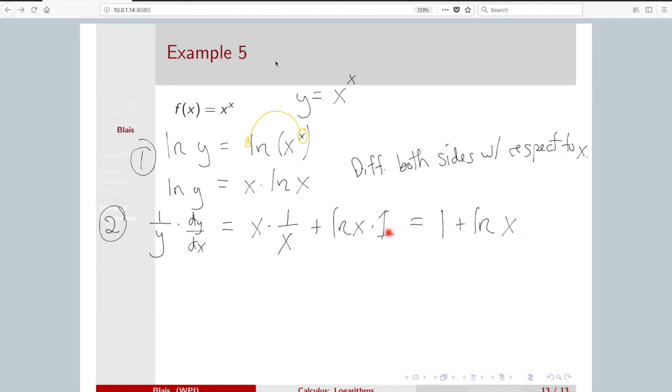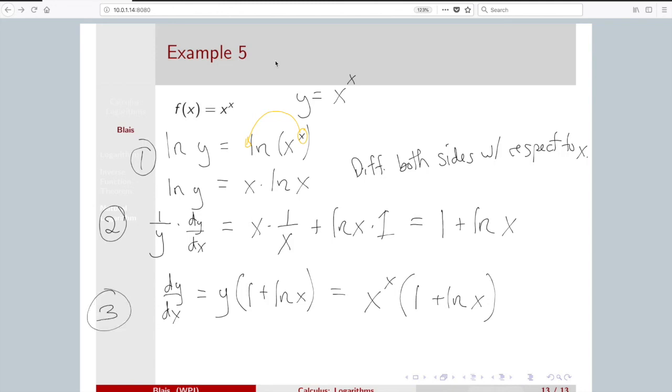Now note, we're not finished because the goal is to solve for dy dx. So dy dx, multiply both sides by y. So dy dx equals y times 1 plus natural log x. But of course, y was x to the x. So this is x to the x times 1 plus the natural log of x. And this was our third step.